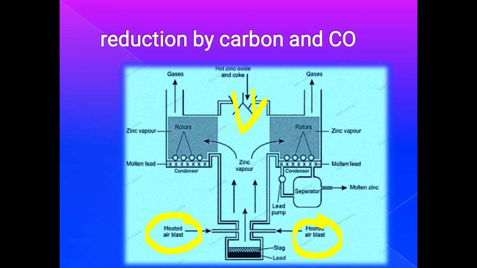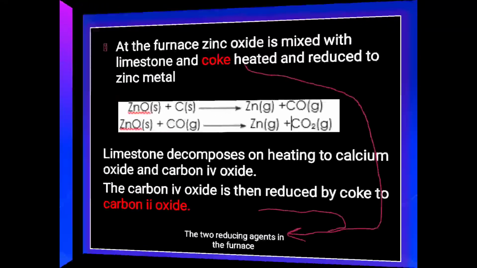The zinc oxide together with coke are heated, and what we see here is zinc vapor, which now gets in here and gets cooled back into a liquid, which further becomes a solid. So the question is, how are we able to get zinc vapor by this method? We look at it from the next slide.